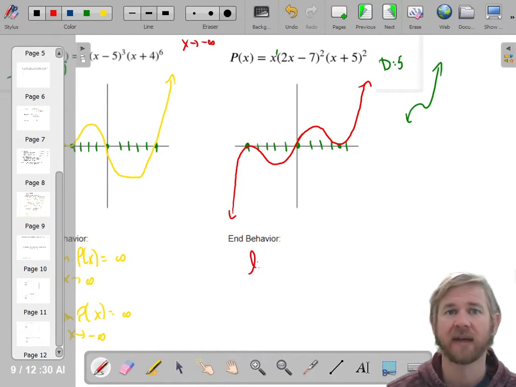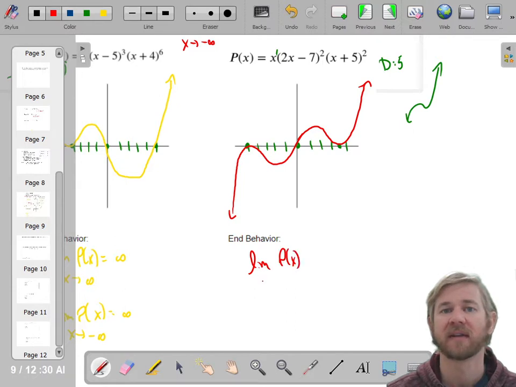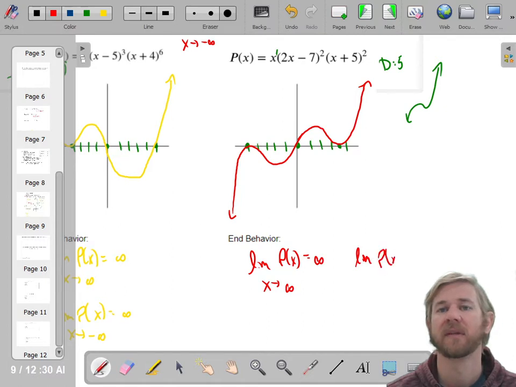And we'll say our end behavior: the limit of p of x as you go to the right, y goes up. The limit of p of x as x goes to negative infinity, as you go left, it goes down.